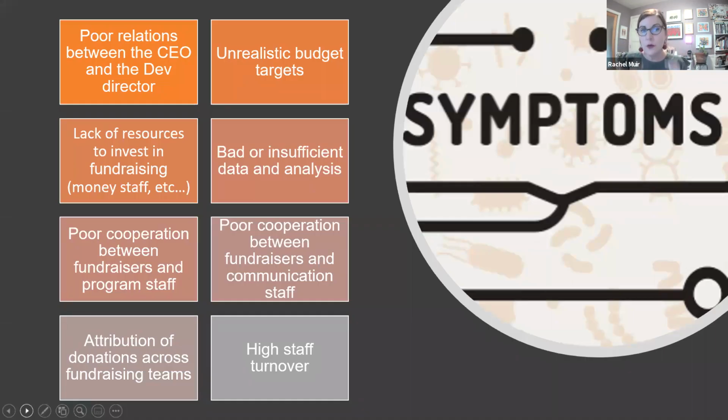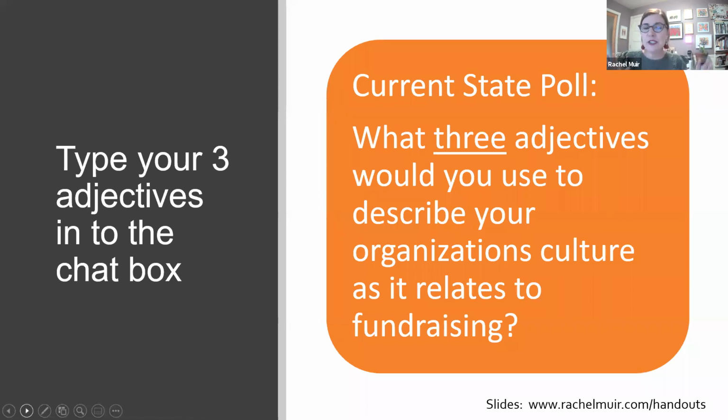And when you don't have a culture of philanthropy, some of the symptoms that you might be facing are people fighting over who gets credit for a gift. Is it major gifts? Is it direct mail? Is it mid-level? You may have outright battling between those departments or between fundraising staff and program staff. You may not be able to keep staff members in their role. You may have really high turnover, bad data, unrealistic budget targets, bad relationships between the CEO and the fundraiser, bad relationships between the fundraiser and the board, bad relationships between the CEO and the board, a lack of money to invest.